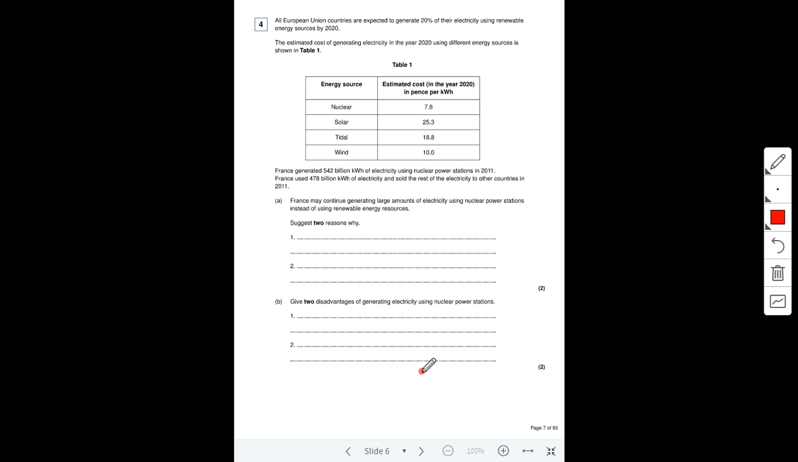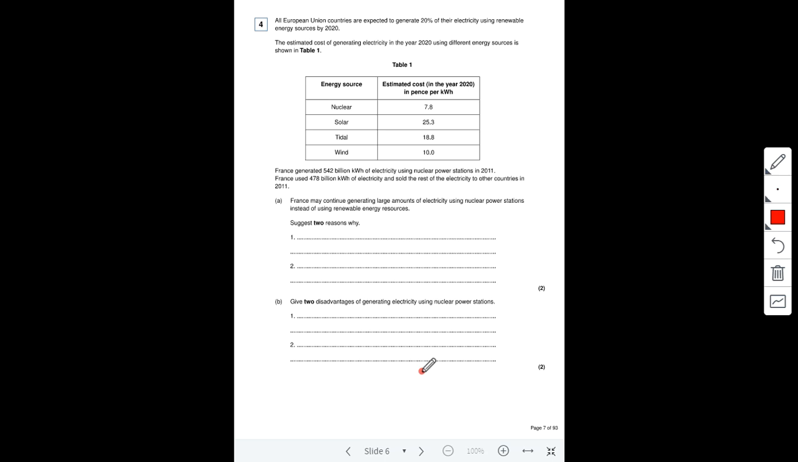Is the question clear? Hello? Yes. Is this question clear? Yeah. So just two reasons. So will they continue, as it will be cheaper, as it's 7.8? Yes, that's correct.